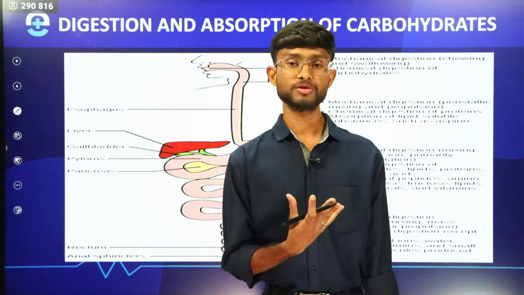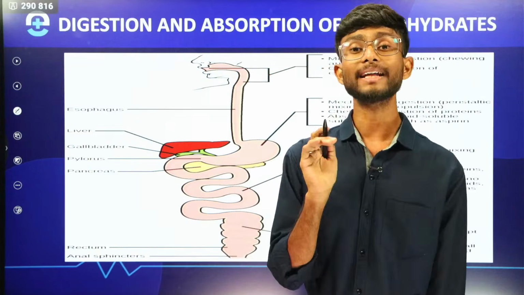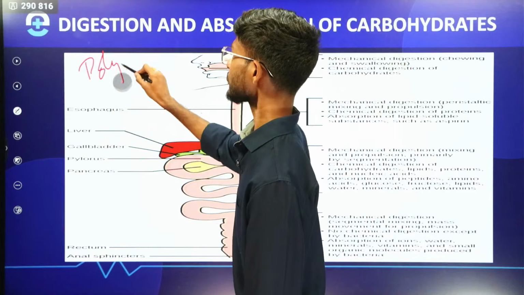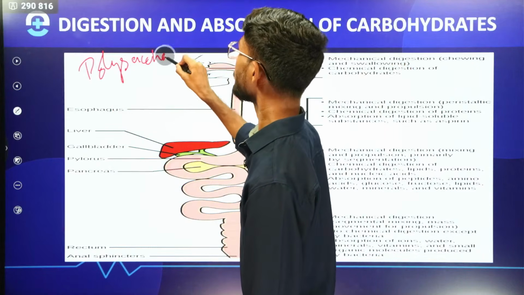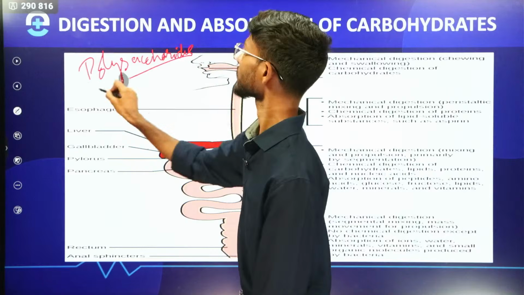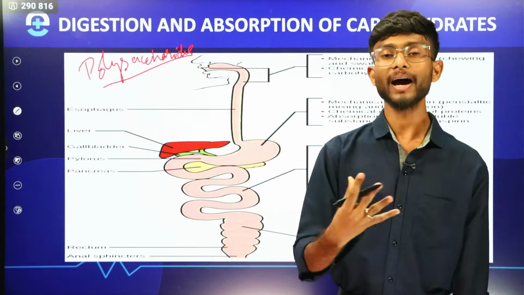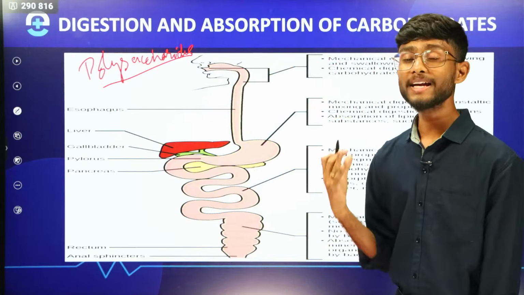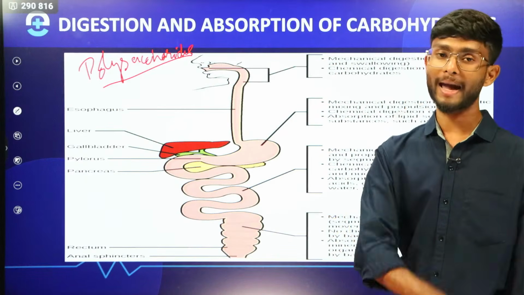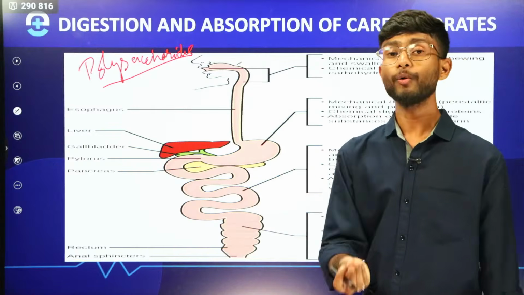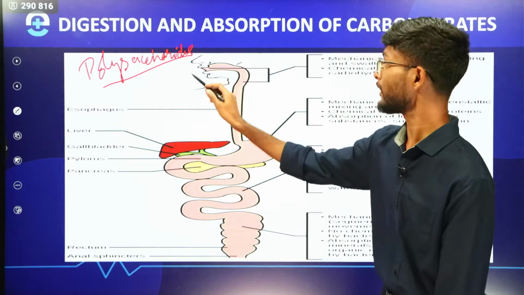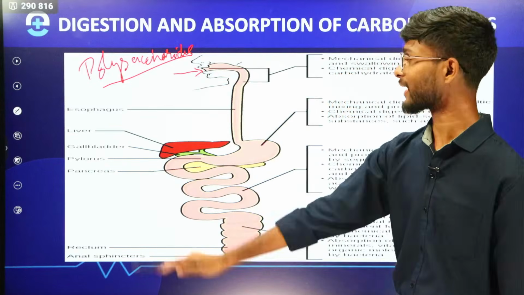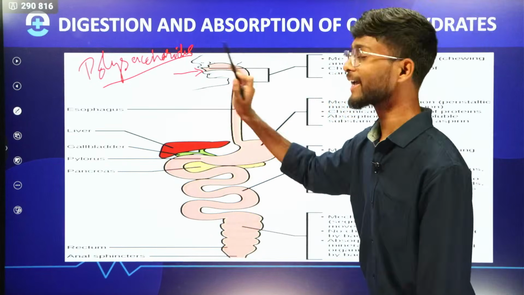Almost what we are taking in is in the form of polysaccharides. In the form of polysaccharides, we are taking in the carbohydrates. Those carbohydrates are digested by two mechanisms. When you take in the food, for example, rice or chapati, take the example of rice. You are taking in the rice.